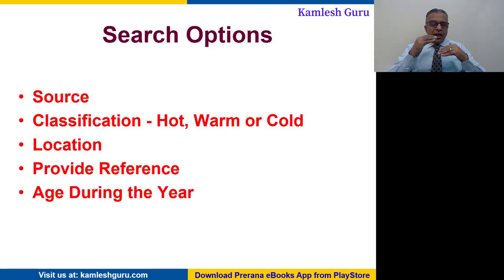The next is age during the year. You can generate the list of the prospects based on the age in that year. So you can generate the list as per the age, say 18 years. So those who are minors, they will become major, they will become eligible for the additional insurance.